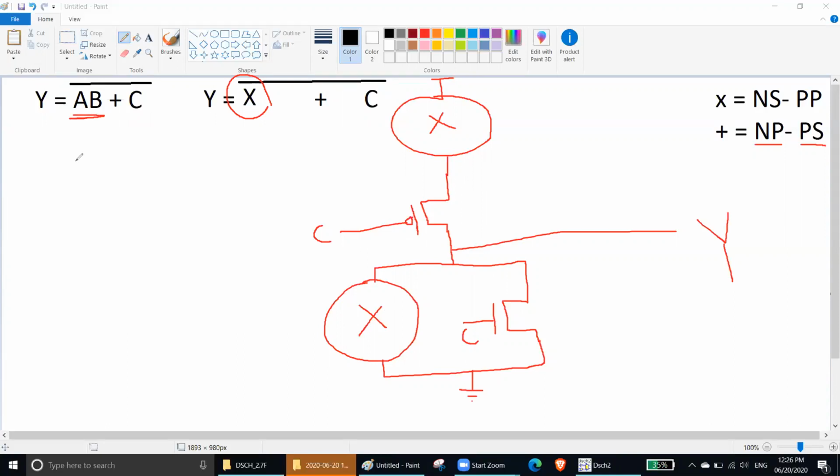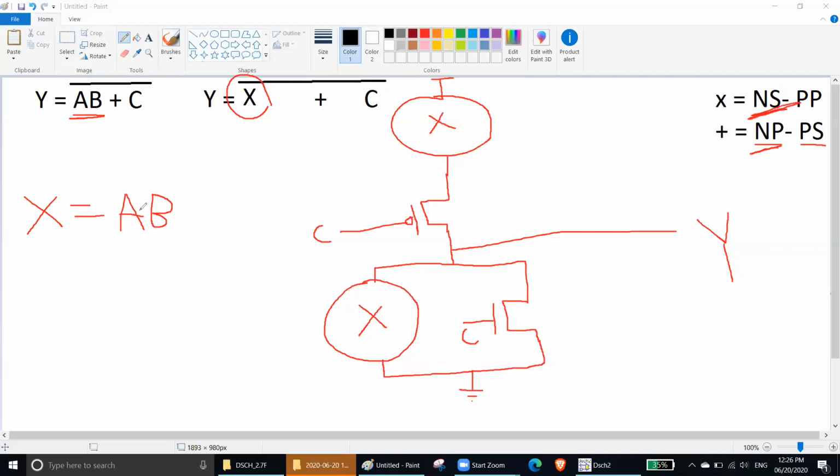But think about this one. Your X is equal to AB. Is it plus or multiplication? Multiplication. For multiplication, this lower part is your NMOS part. Your NMOS should be what? For multiplication, series. Should be series, right?